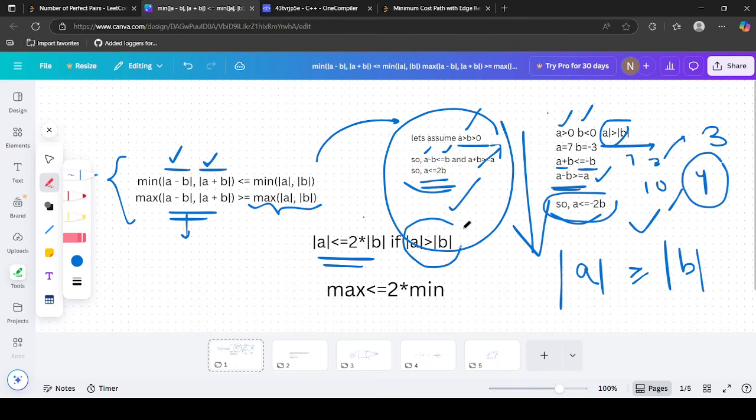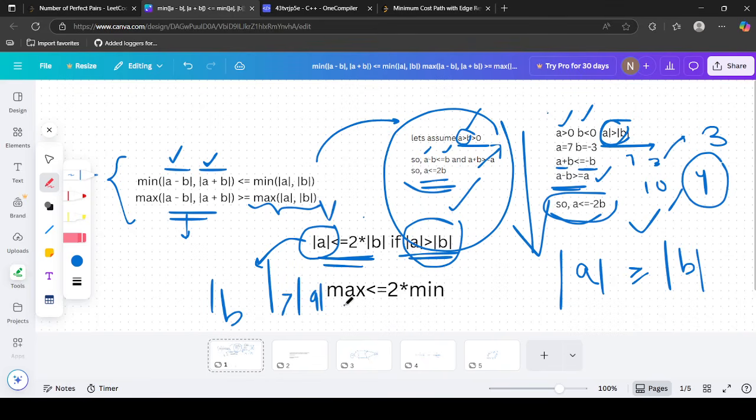If mod a is greater than mod b, because here we assumed that a is greater than b and mod a is greater than mod b here. So both these can be understood as mod of a less than or equal to 2 into mod b if mod a is greater than mod b. And similarly, we can find the other two cases where mod b is greater than mod a, and then the final condition is simply mod b less than or equal to 2 into mod a.